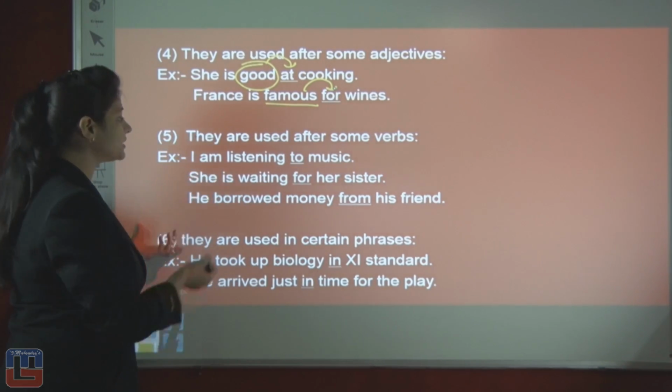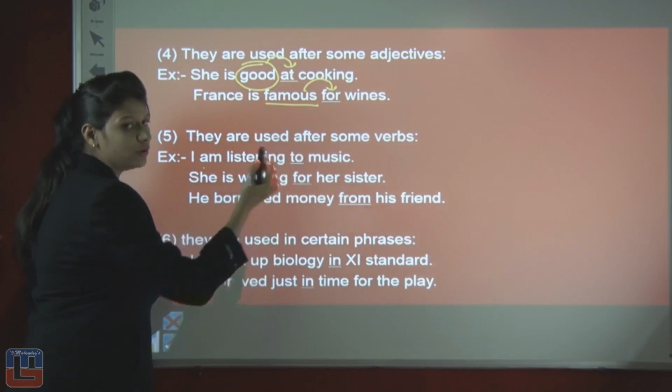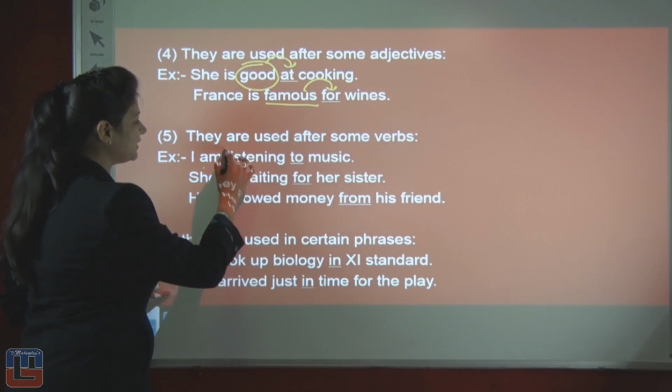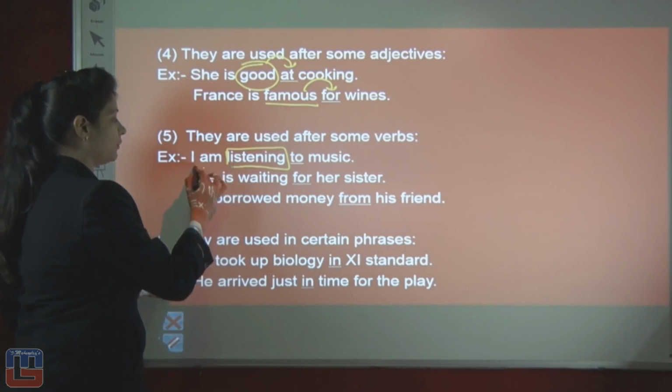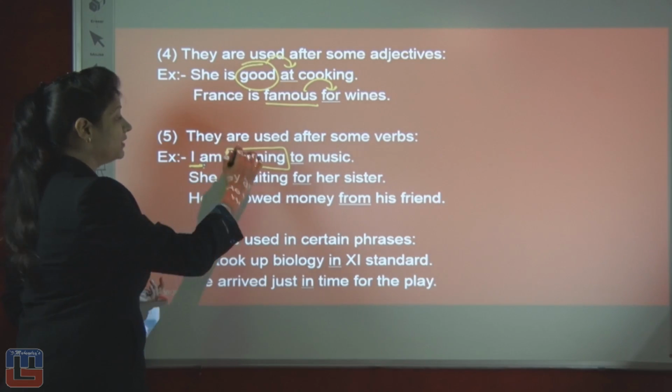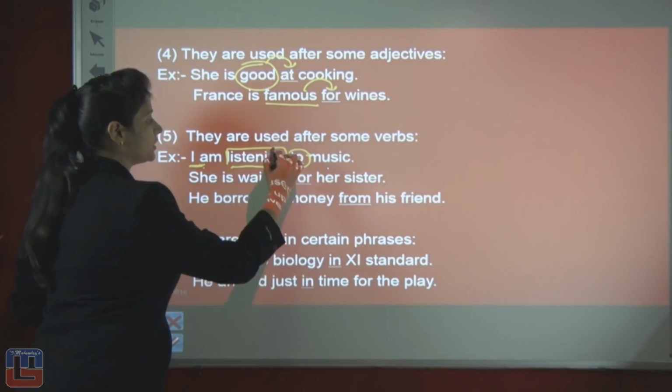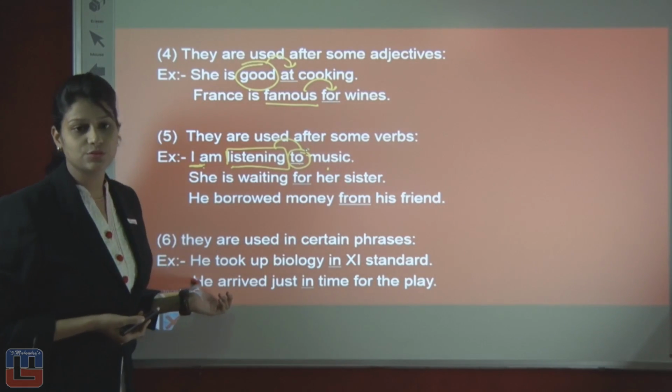So moving to the examples, I am listening to music. In this sentence, the word listening is the action or the verb performed by the subject I. And I'm listening to what? I'm listening to music. So it is followed by a preposition.